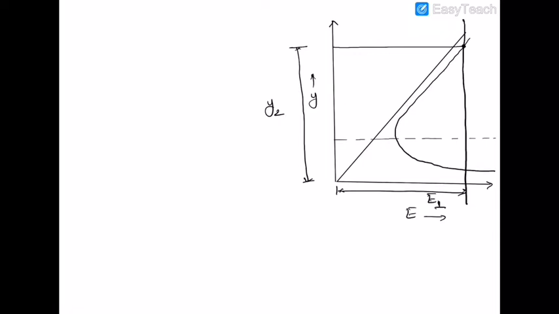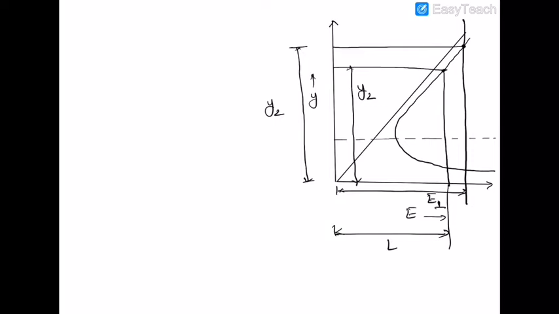So this point represents, along the y-axis, the depth of flow at section 2, and along the x-axis it represents the specific energy at section 2, and the difference between the specific energies is nothing but the height of the hump, that is delta Z. So what would be the depth of flow at section 2?